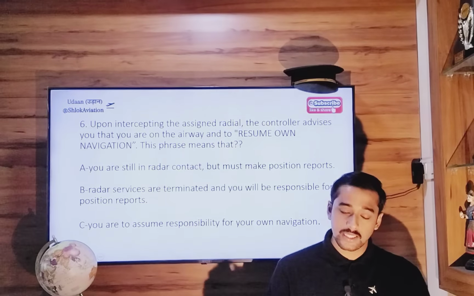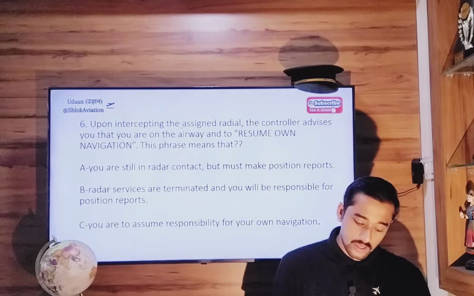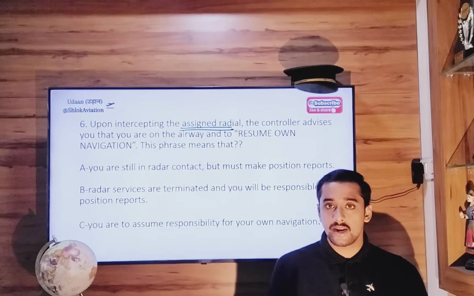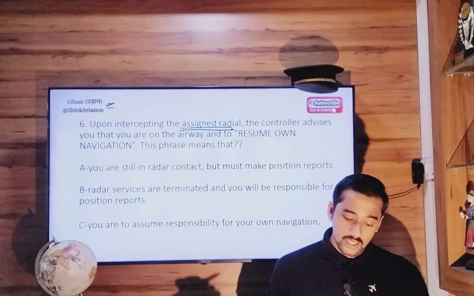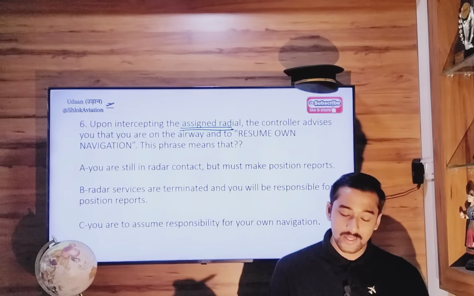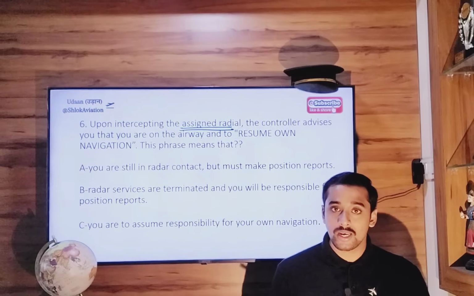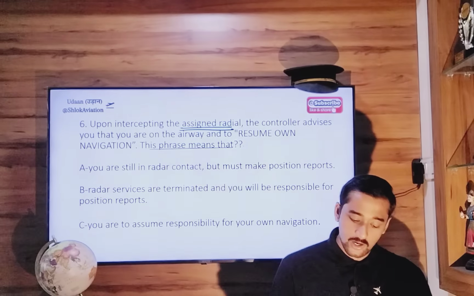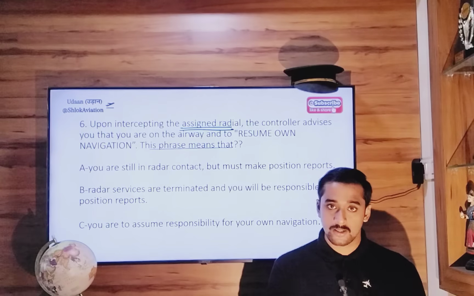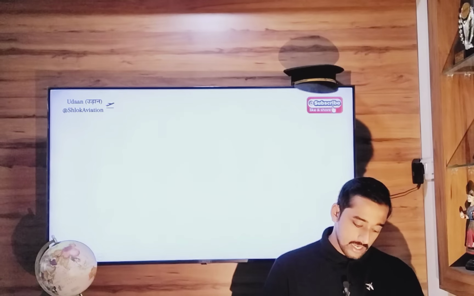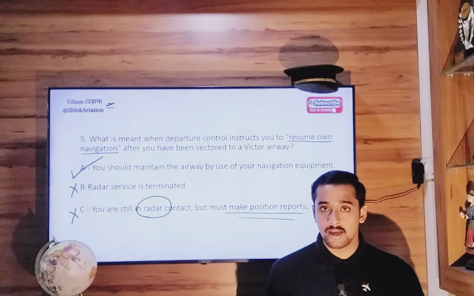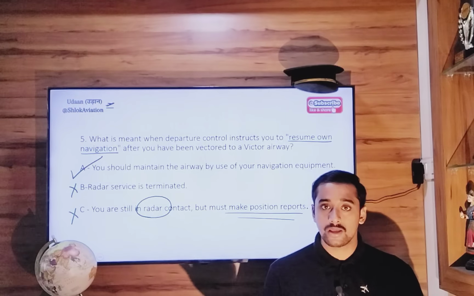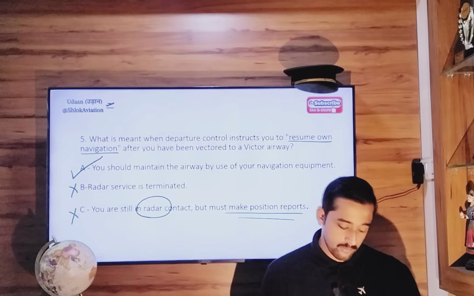Next. Question number 6. Upon intercepting the assigned radial, meaning any vector airway, the controller advises you that you are on the airway and now you resume own navigation. What is the meaning of this phrase, resume own navigation? Previously, just now we saw, it means that you should maintain the radial, you should maintain the airway on your own using your own onboard navigation equipment.